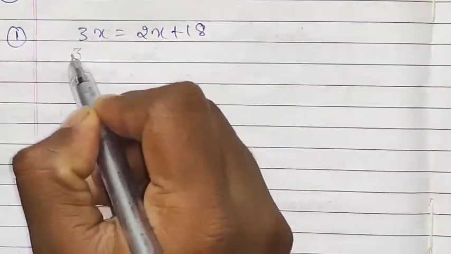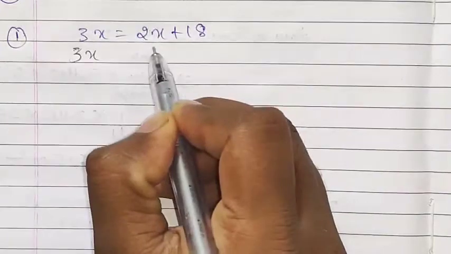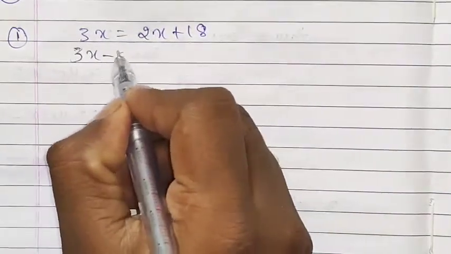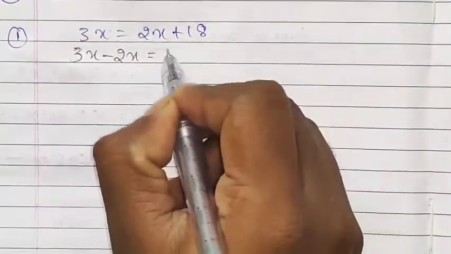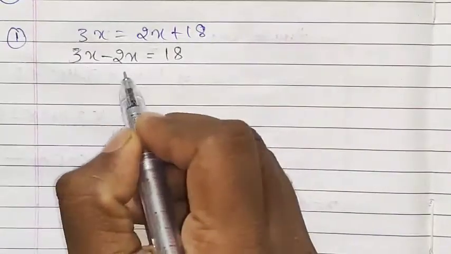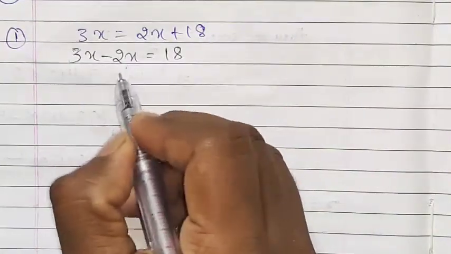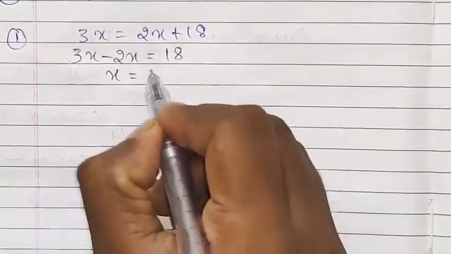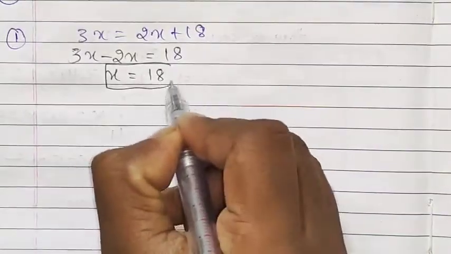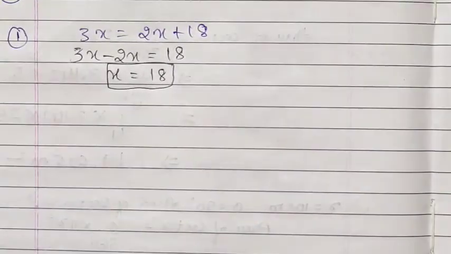3x as it is. 2x plus I will take to the left side part. It will become minus 2x is equal to, here remaining number is 18. 3x minus 2x, subtraction of 3x and 2x, answer is only x is equal to 18. I got x value, that is 18. Now I will verify my answer.